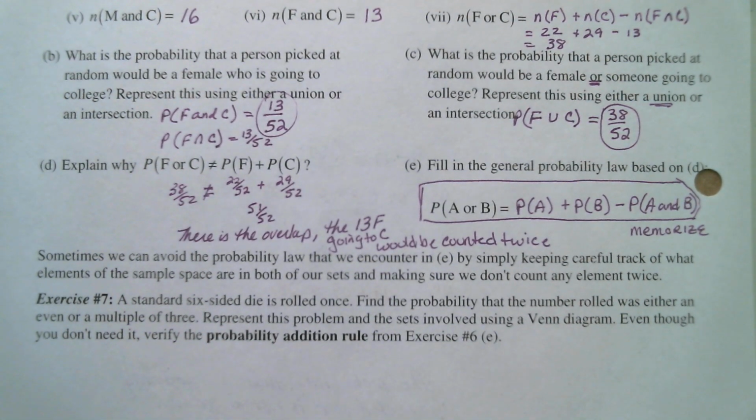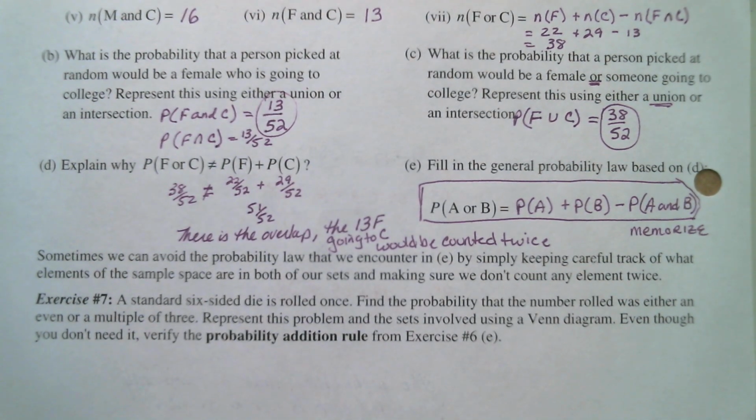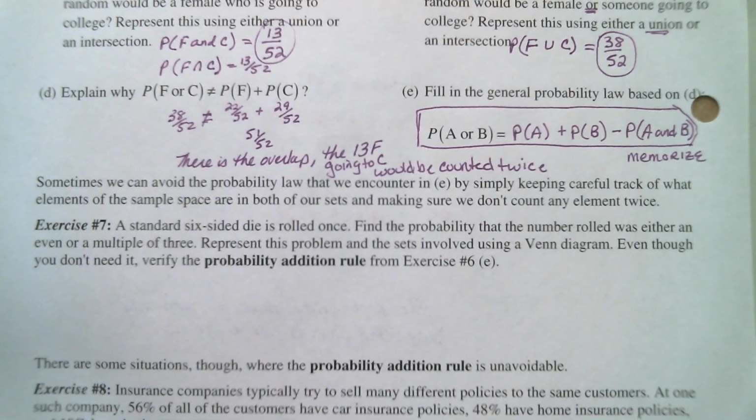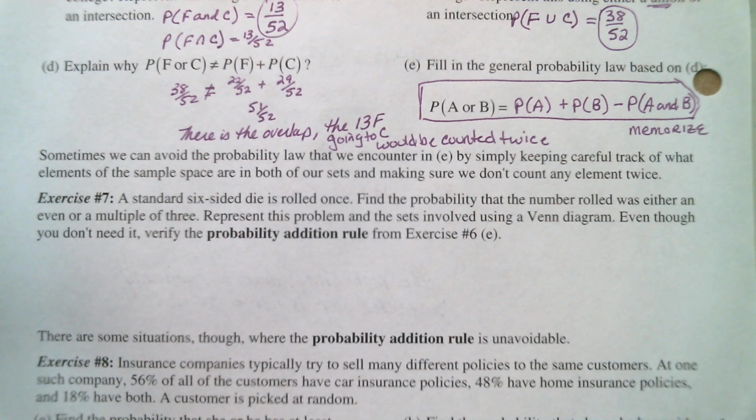Sometimes we can avoid the probability law that we encounter in E by simply keeping careful track of what elements of the sample space are in both of our sets and making sure we don't count any element twice. A standard six-sided die is rolled once. Find the probability that the number rolled was either an even or a multiple of 3. Represent this problem and the sets involved using a Venn diagram. Even though you don't need it, verify the probability addition rule from exercise number 6E.